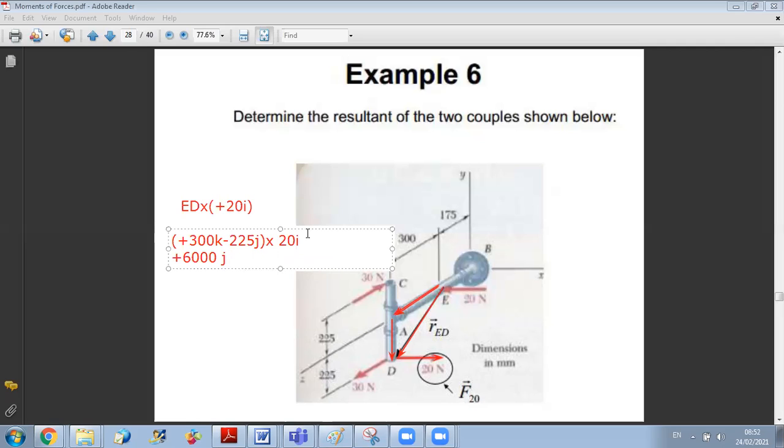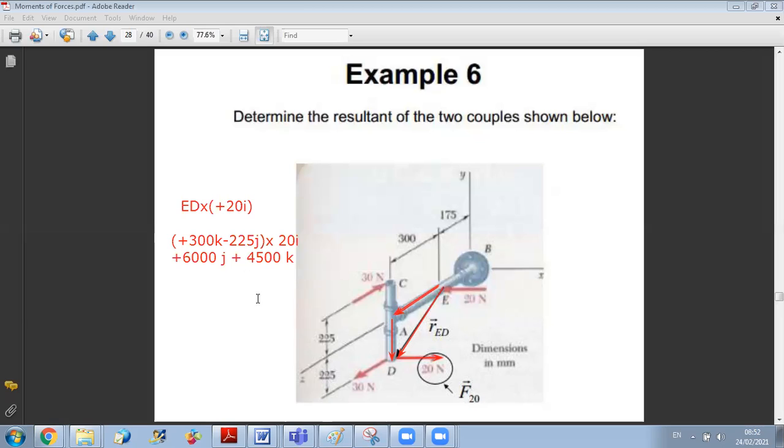So, and you have minus, so minus minus plus, so plus 4500 along k. Okay, so this is the result of the vectorial method.